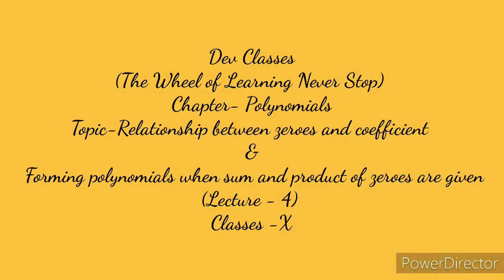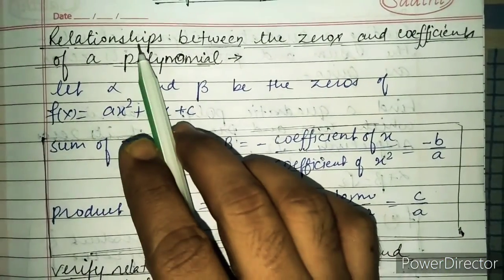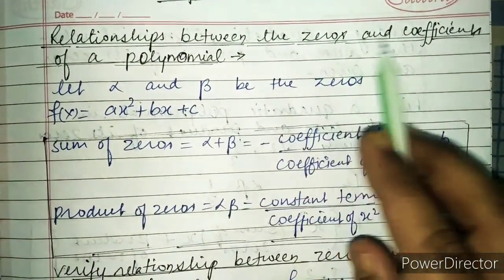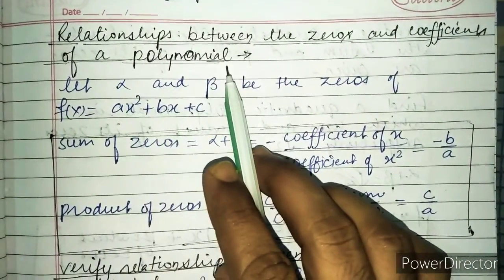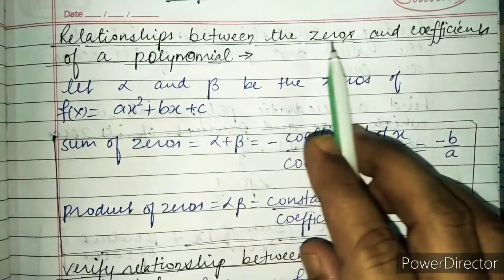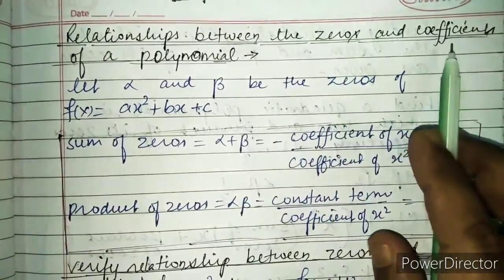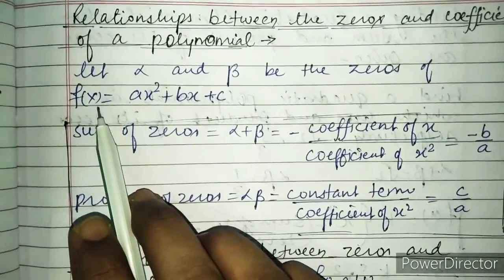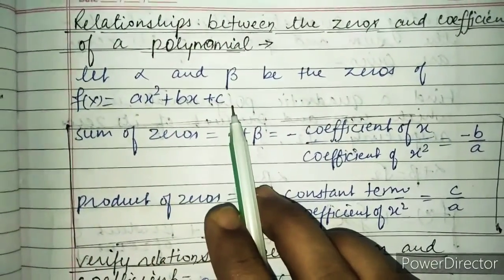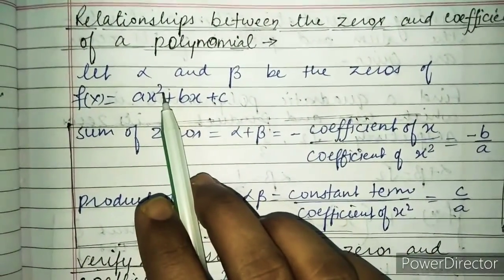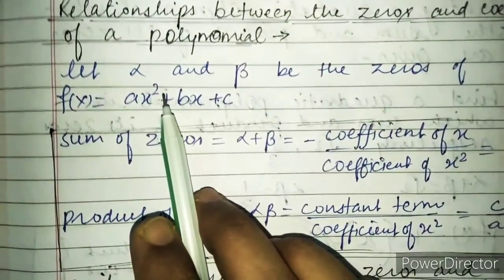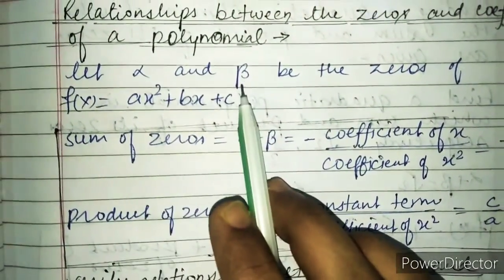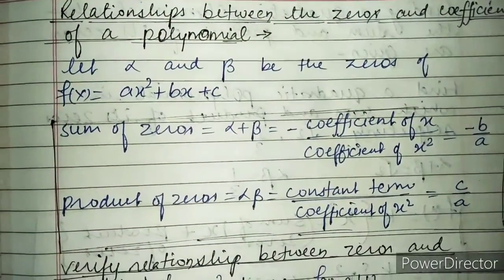Students, I'm going to introduce the new topic, that is the relationship between the zeros and coefficients of a polynomial. You all know what the zeros of a polynomial and the coefficients of a polynomial are. Suppose we have a polynomial f(x) equal to ax² + bx + c. So this is a quadratic polynomial. A quadratic polynomial always has two zeros, alpha and beta.